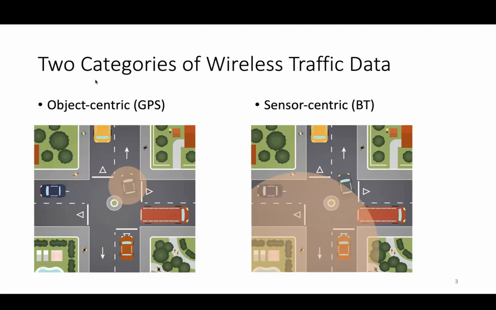GPS takes the majority in this group. It can be collected by your phones or GPS devices installed in your car. Most importantly, those devices move along with the movement of vehicles. On the other hand, sensor-centric data, particularly Bluetooth data, are collected by Bluetooth scanner stations, which are usually installed near busy intersections. They have a wide detection range and a fixed location.